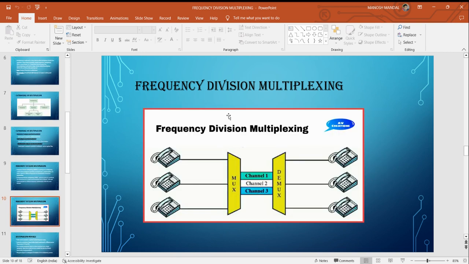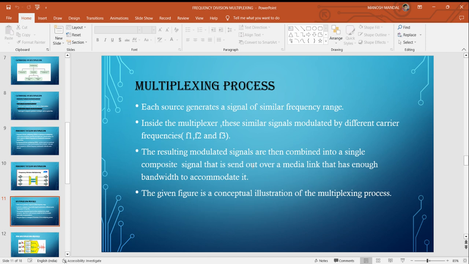Here is the block diagram of frequency division multiplexing. This is called the transmitter side. This is called the receiver side. This is the transmission channel. The transmitting signals are combined by a multiplexer, and they are demultiplexed by a demultiplexer at the receiving side.